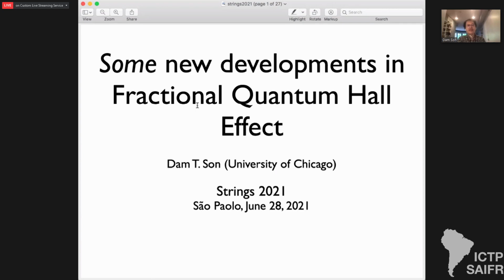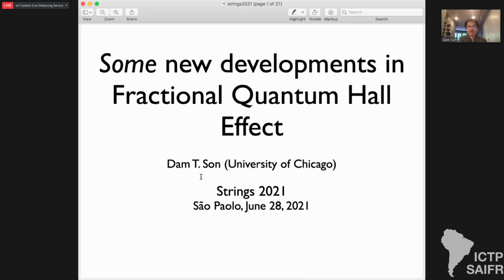I'm going to tell you about some new developments in the physics of the fractional quantum Hall effect. The fractional quantum Hall effect is a very rich phenomenon that keeps giving new insight, new surprises in condensed matter physics. But due to the lack of time, we are going to look at only very narrow and very few aspects of this problem.